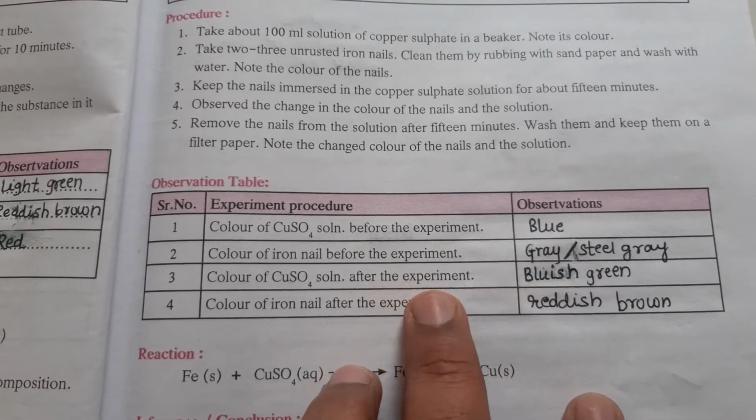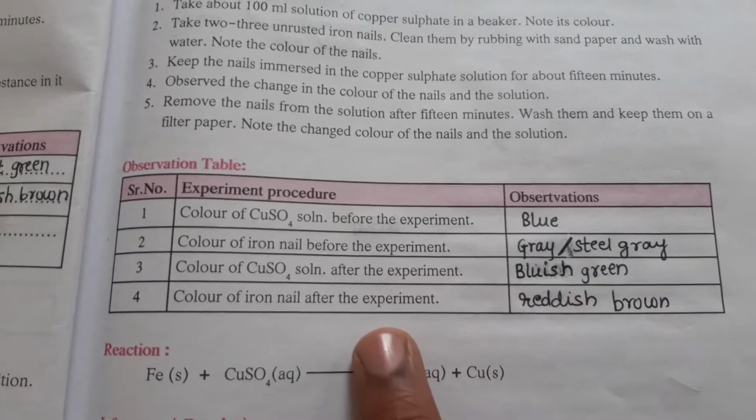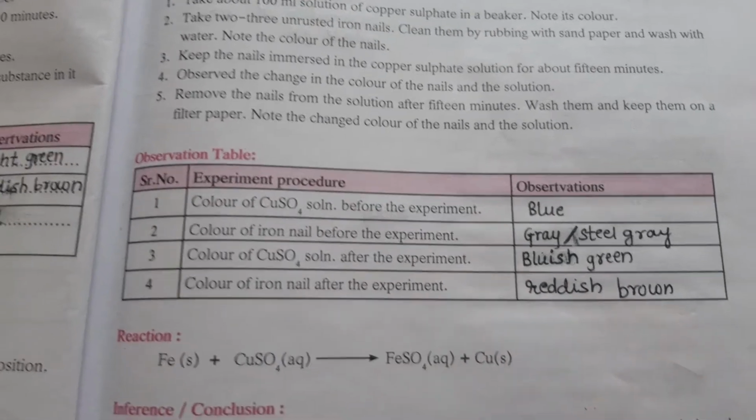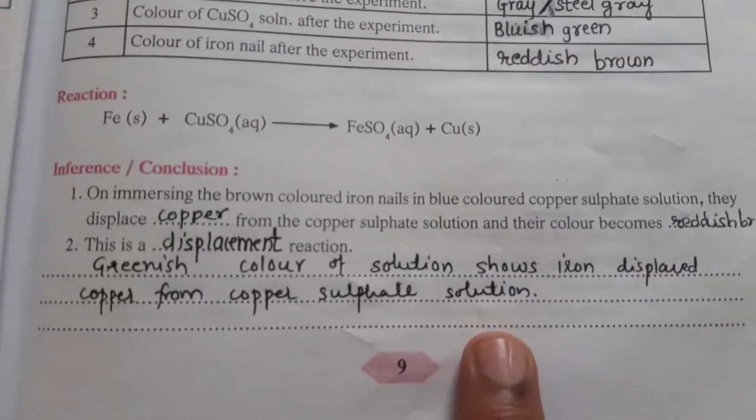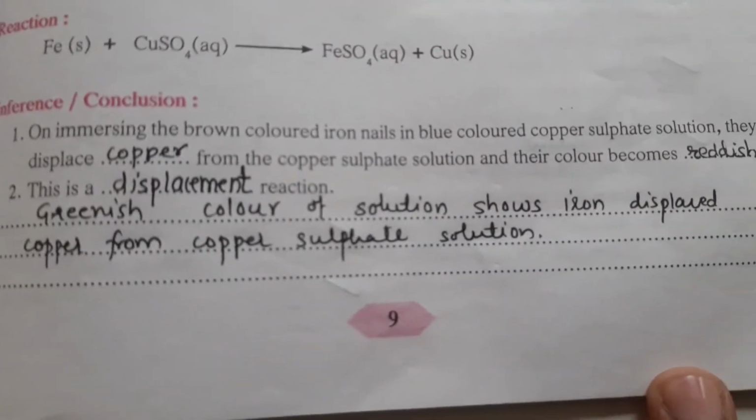The color of the copper sulfate solution after the experiment is bluish green. The color of the iron after the experiment is reddish brown. Here this is the reaction, and these are the different observations.